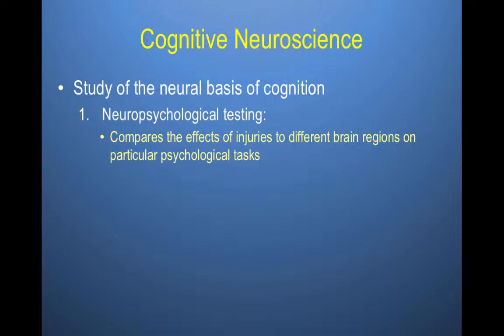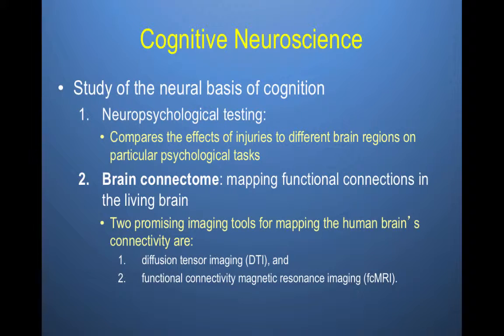This has been done for quite a long time. It's a real staple of cognitive neuroscience, and it has evolved to look at more finely nuanced brain regions to include additional experimental paradigms and additional questionnaires. One really popular method right now is the brain connectome. This is basically a mapping of functional connections in the living brain.